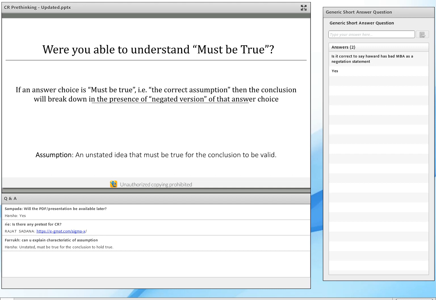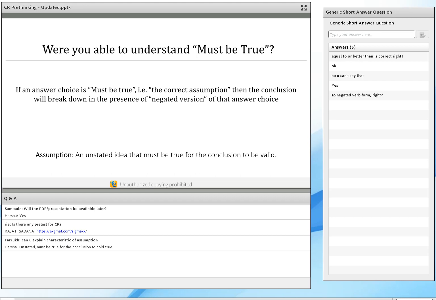SG asks, is it correct to say that Harvard has a bad MBA program as a negation statement? No. Bad is not saying not the best. It's the polar opposite, not the logical opposite. Negation is a logical opposite. What you are stating is a polar opposite. It's the same way as if you say something is a north pole, it's negated as something is not a north pole, not as something is a south pole.